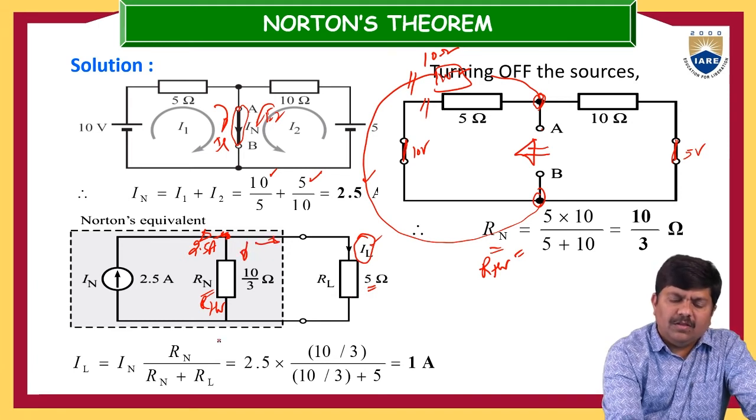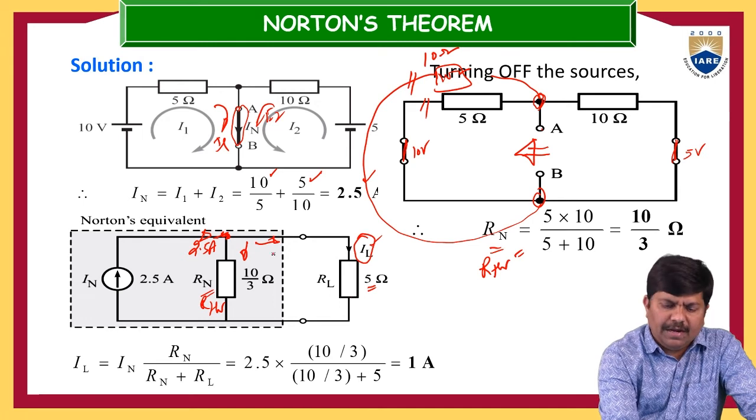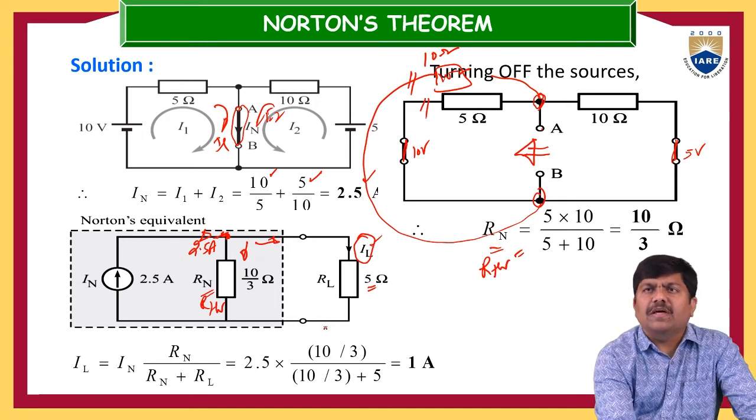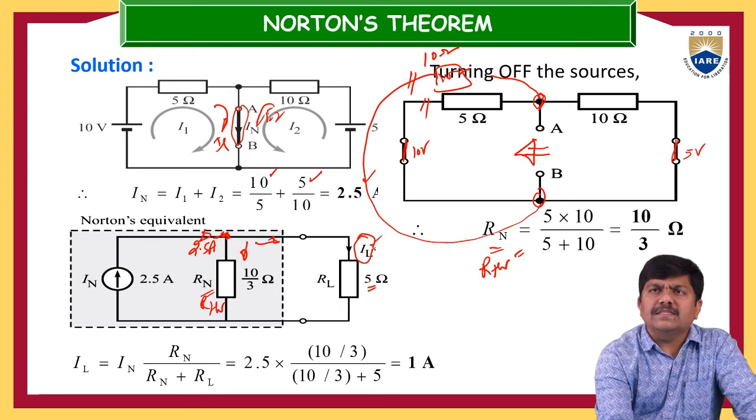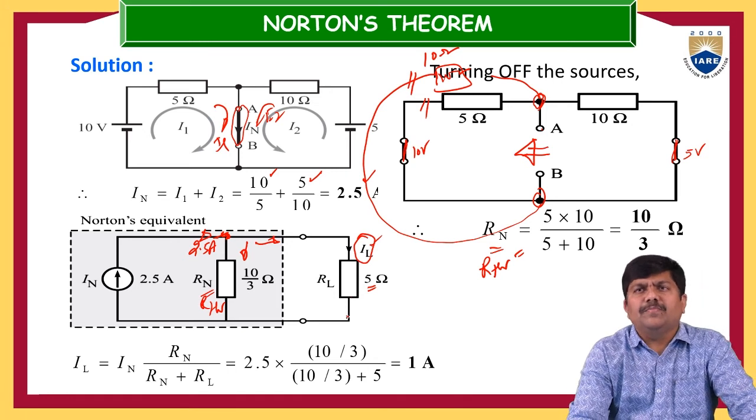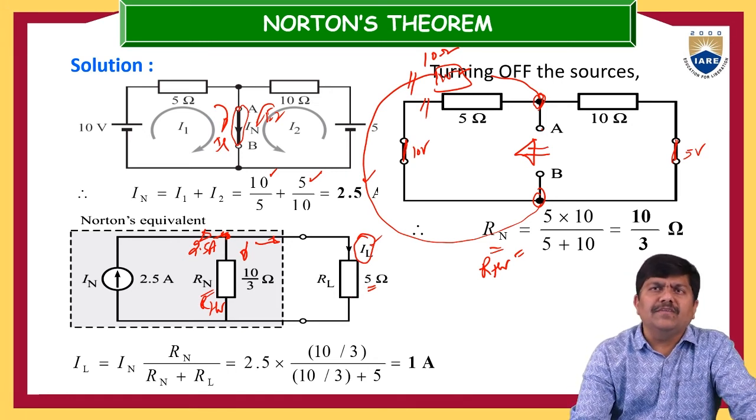One is through RN, where some of the current is flowing, and through RL some of the current is also going out. So what is the problem here? How can we determine this IL current? Because our interest is this IL, the current flowing through this 5 ohm resistor. How can we determine this? Again go back to the current division principle.